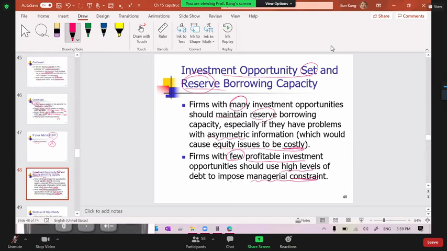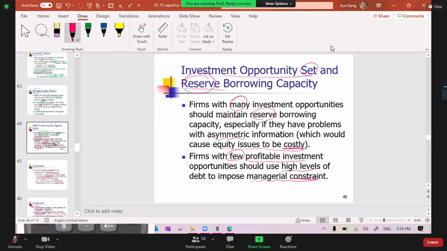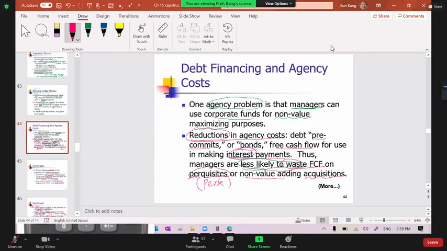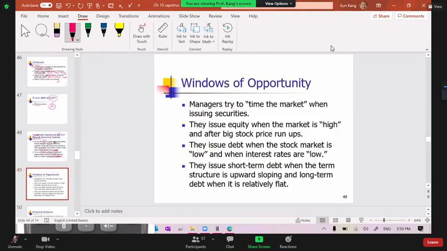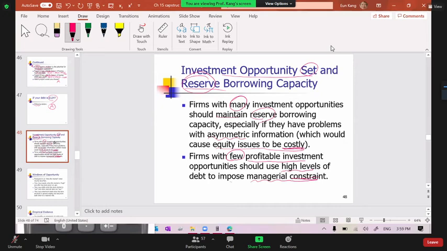First, this is related to the first agency problem. This one is good, right? Reduction in agency cost. Because of that, they don't waste the money, because if they waste the money, then they cannot make that payment, so they can go bankrupt. So firms with few investment opportunities should use high levels of debt. So that is some implications.